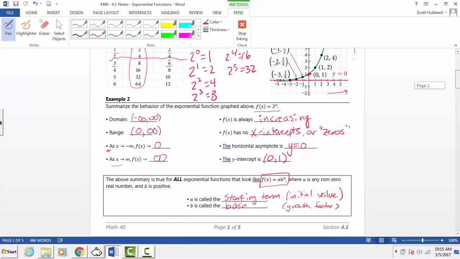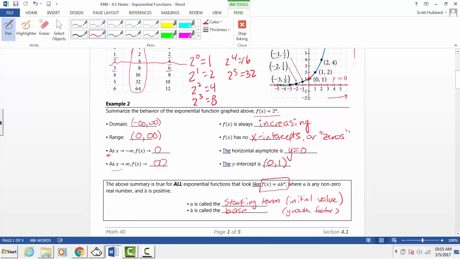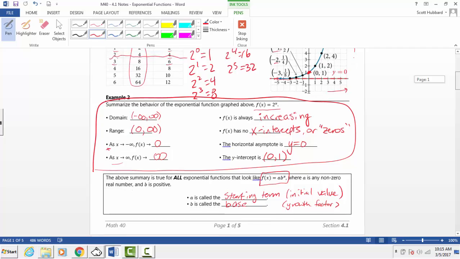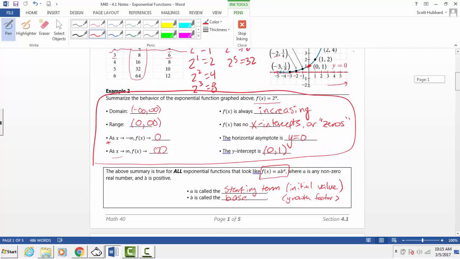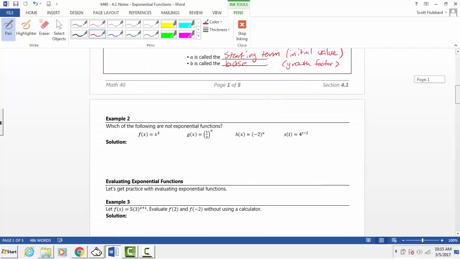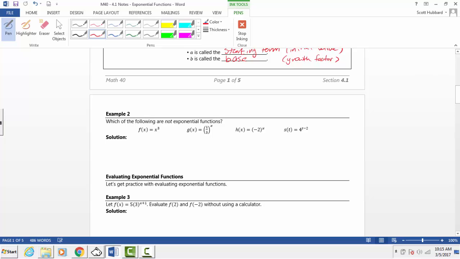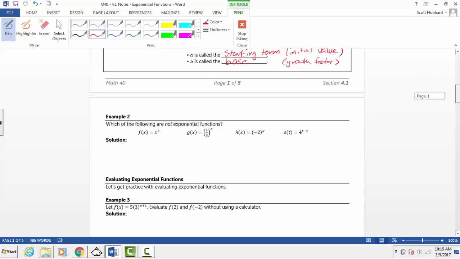Now, for all those graphs, they all have the same summary here. The only thing that changes might be the asymptote, but that's it. Well, actually not the asymptote, sorry, the initial y-intercept. Okay, so let's just make sure we're doing okay.